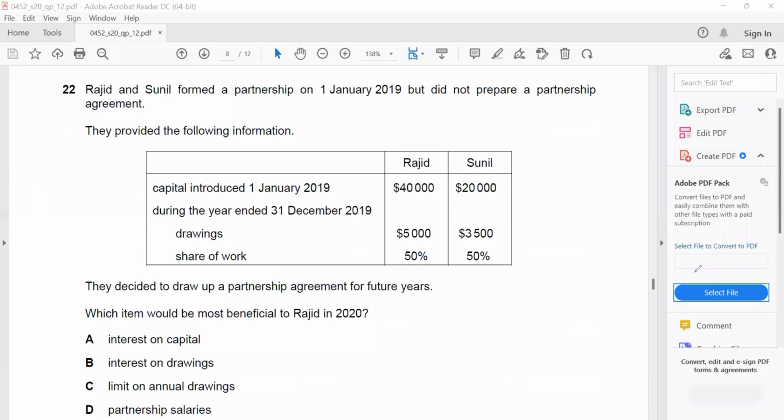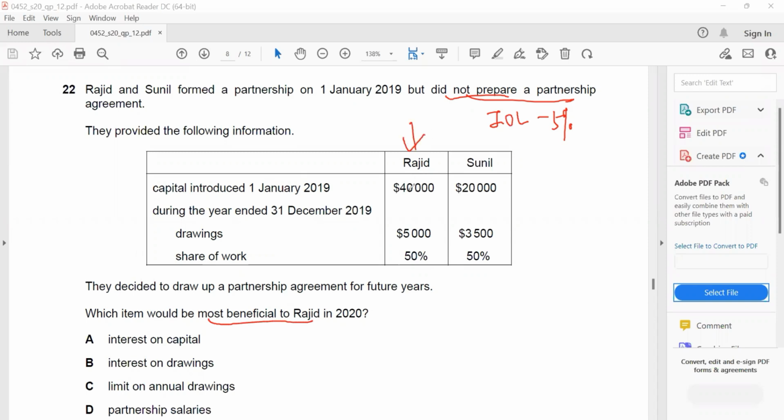Okay, Ranjit and Suni form a partnership on 1st Jan, but did not prepare a partnership agreement. So no partnership agreement, it means that they don't have anything except interest on loan is 5%. Capital introduced during the year, drawings, share of work. They decided to draw up a partnership agreement for future years. Which item would be more beneficial to Ranjit?